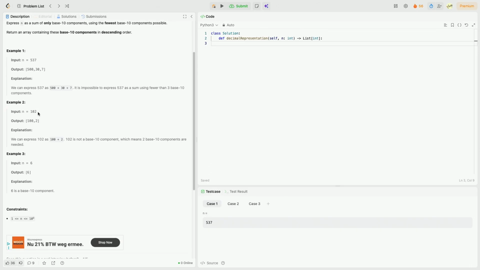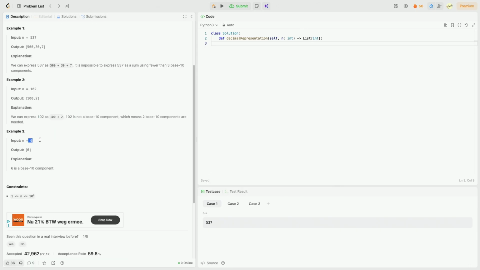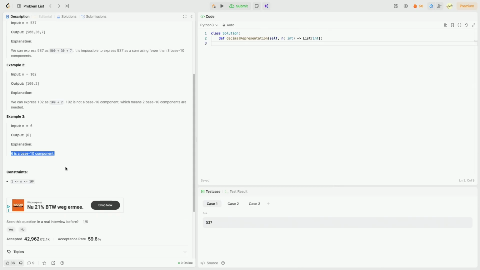Now, second example, n is 102. So here the result would be, I guess, 100 and 2. Those would be our two components. And they actually are. Now with n as 6, we only have one component, and that is the one with the value 6. 6 is a base 10 component because it's divisible by 10 raised to the 0th power.